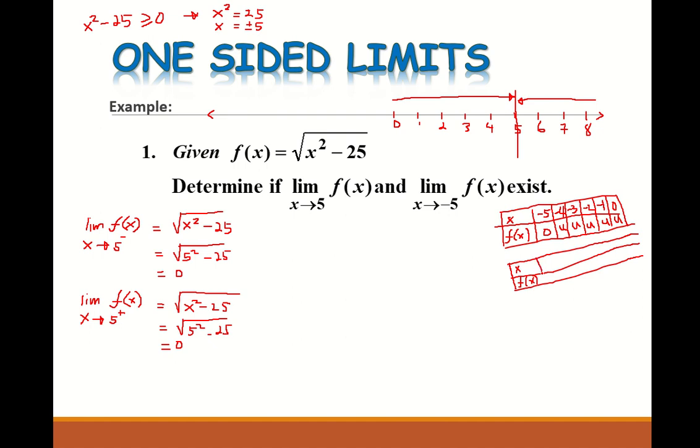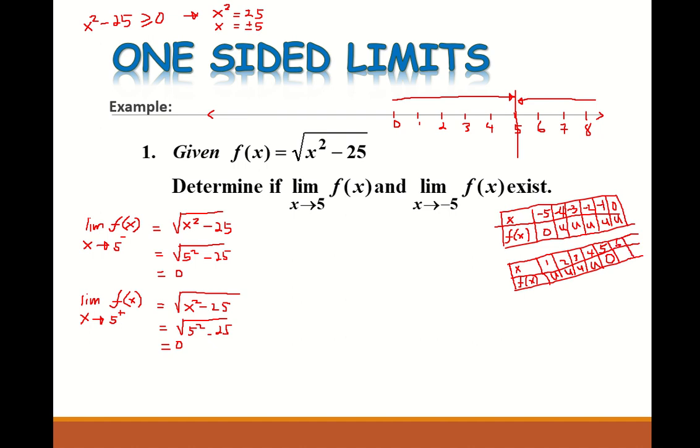Okay, so let's continue. When x is equal to, say, 1, that's still undefined, right? When x equals 2, this is still undefined. When 3, this is undefined. When 4, this is also undefined, right? When 5, this is 0.